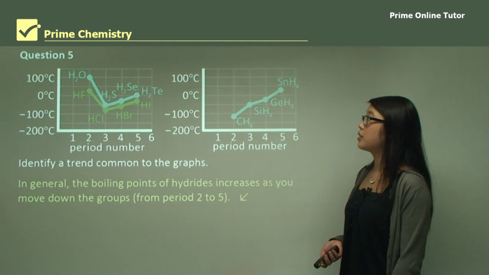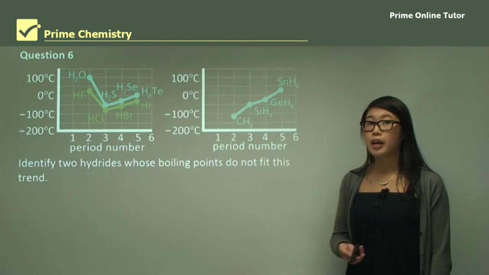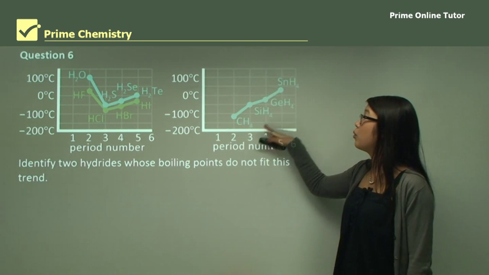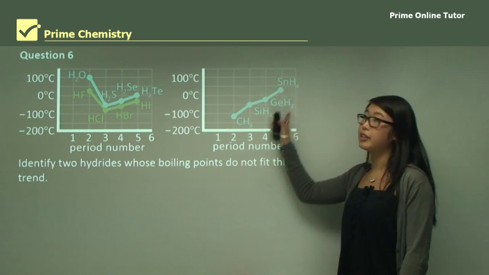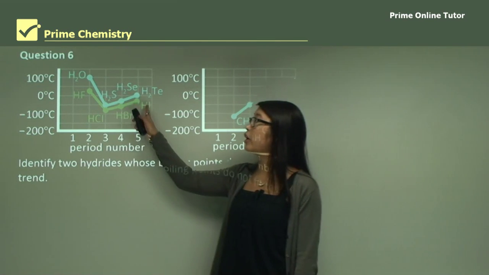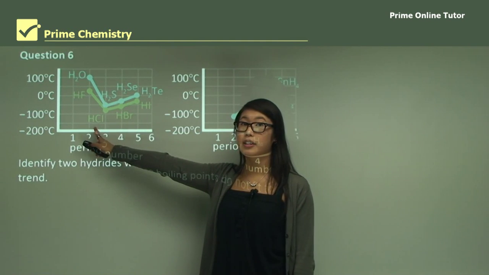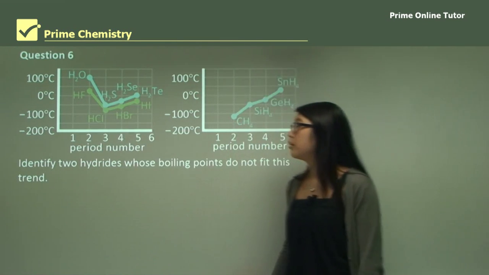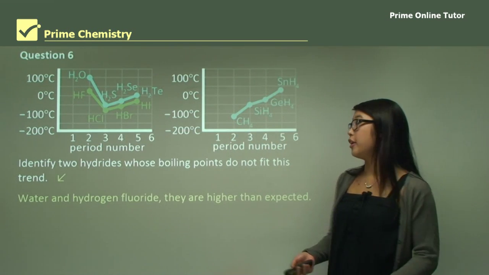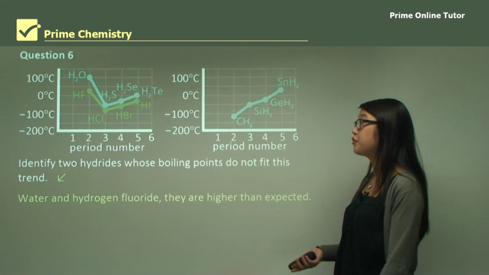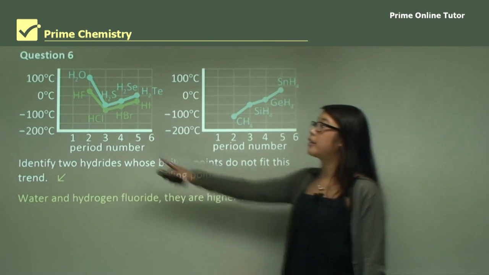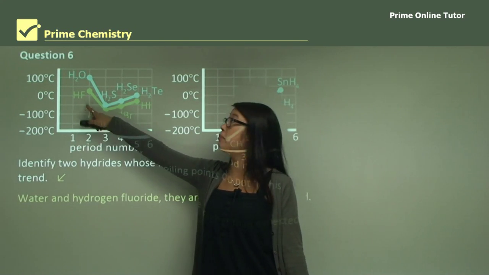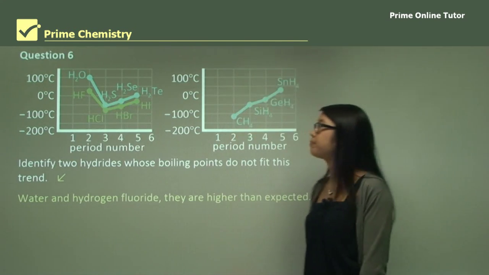Next, question 6. Identify 2 hydrides whose boiling points don't fit this trend. These ones all fit the trend because they're all kind of in a straight line. But for this one, the straight line is here up to the HCl, and then we have a little bump here. The 2 that are not in this trend are really water and hydrogen fluoride because they're higher than expected. If they were with the trend, we'd expect them to be somewhere down here, but they're not. They're all the way up here.